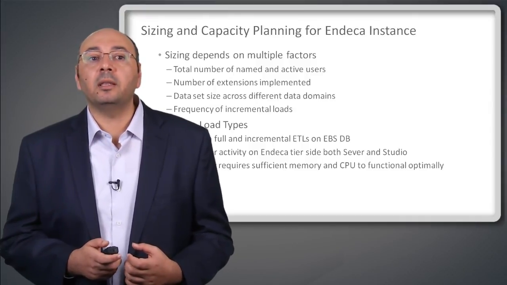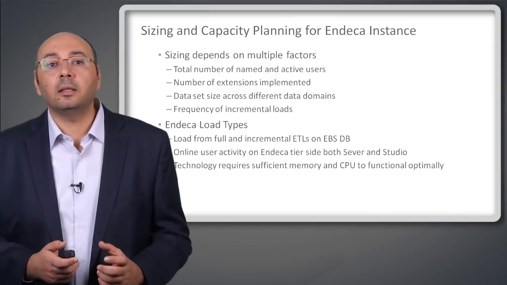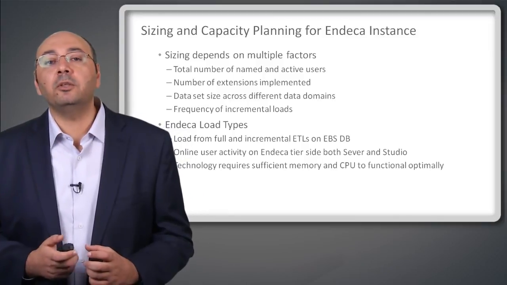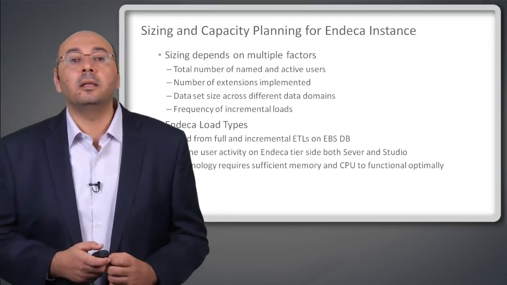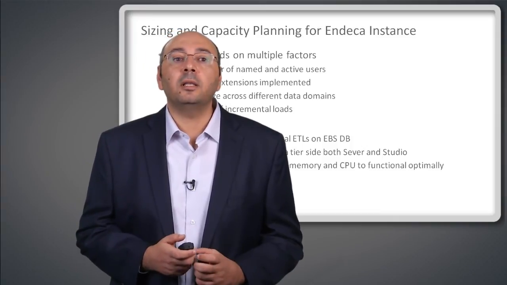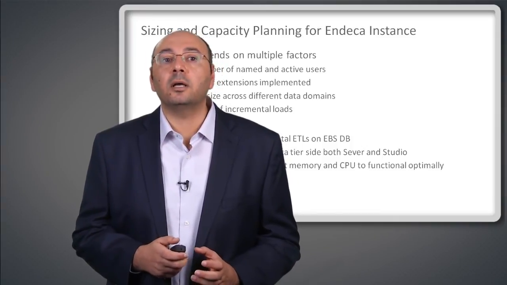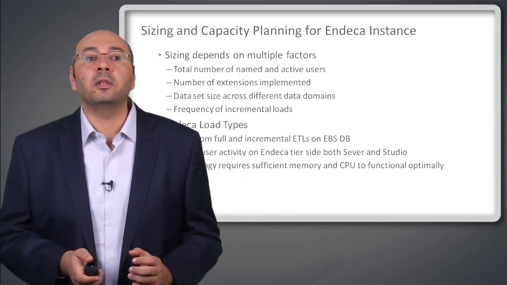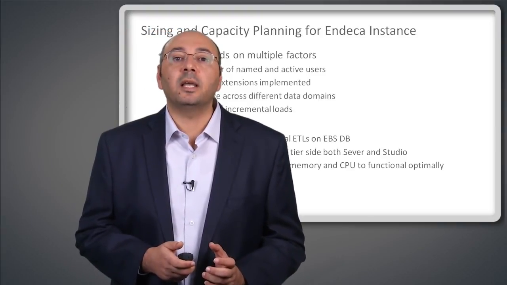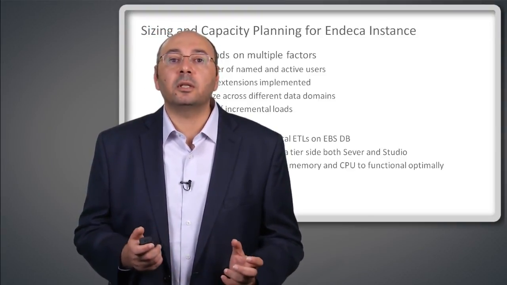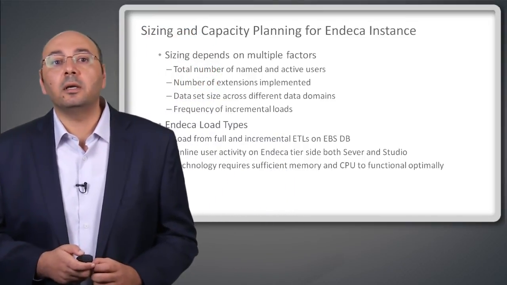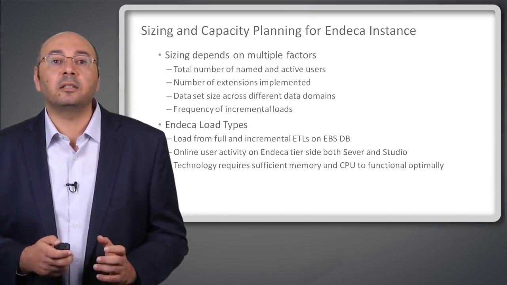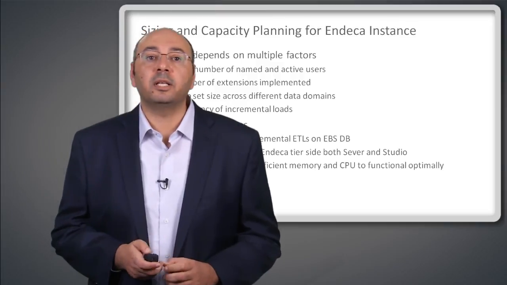But keep in mind that because you're now getting the content and data for any extension from the Endeca tier, you are offloading the EBS tier. On the other side, when you have the incremental loads, you put more load on the EBS database. But for online user activity, you offload EBS, because EBS is just passing the content to the end users. As I mentioned, you have to make sure that you have sufficient memory and CPU to optimize that.